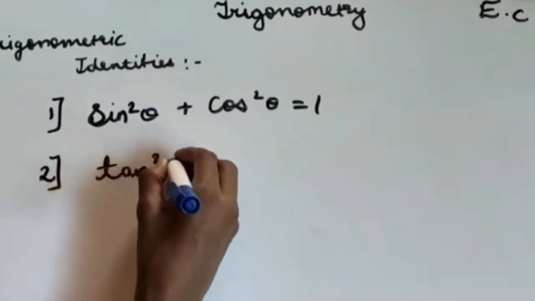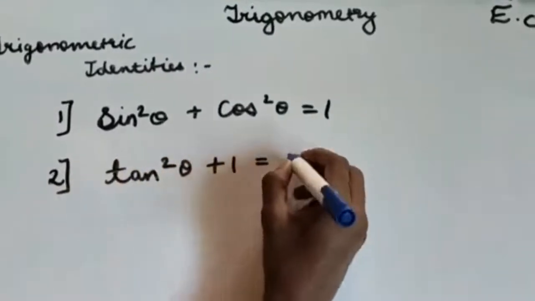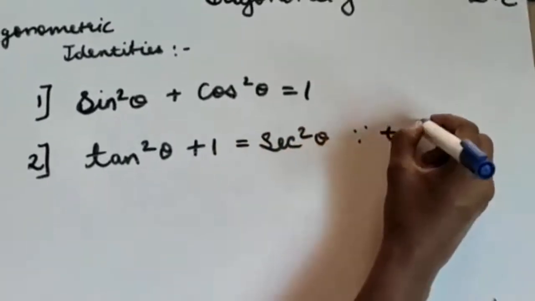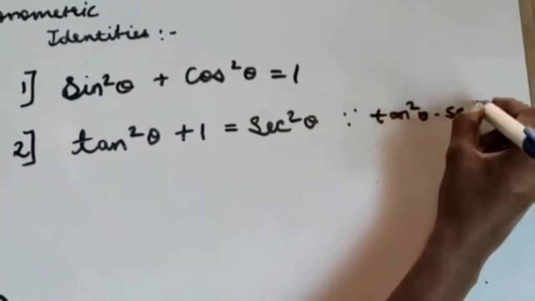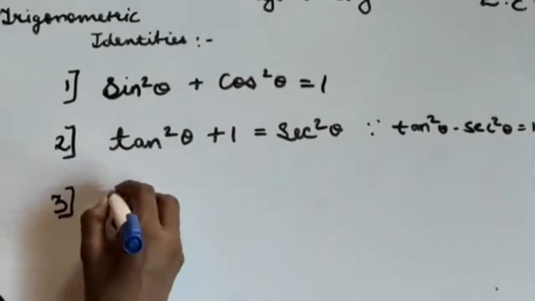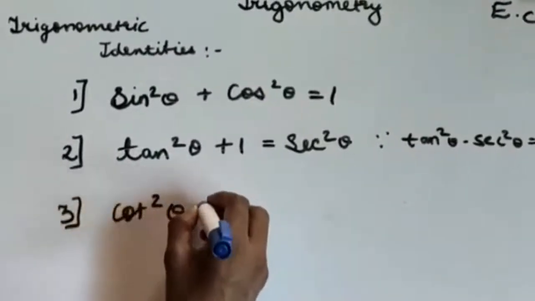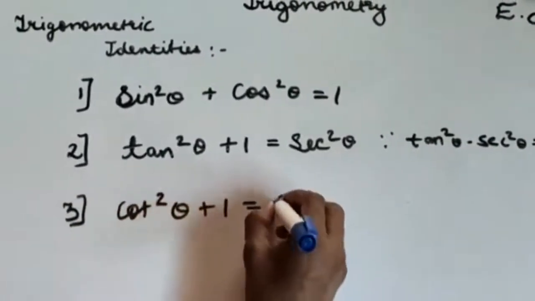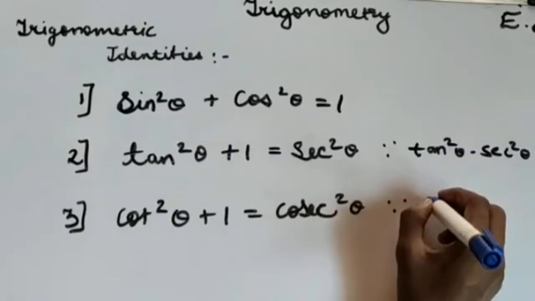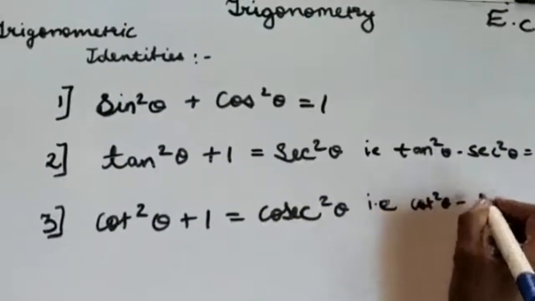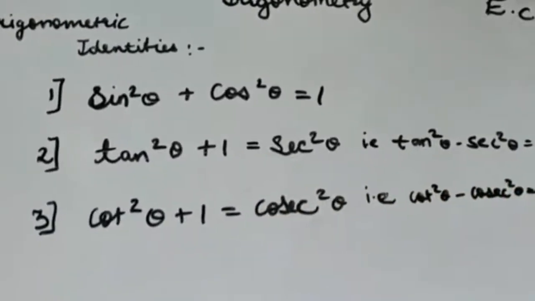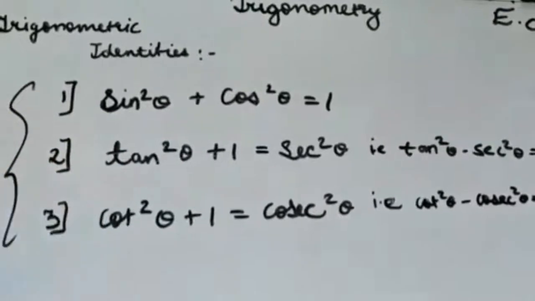The next one is tan square theta plus 1 is equal to sec square theta. That is, tan square theta minus sec square theta is equal to 1. And the third one is cot square theta plus 1 is equal to cosec square theta. That is, cot square theta minus cosec square theta is equal to 1. So these are the 3 basic trigonometric identities.